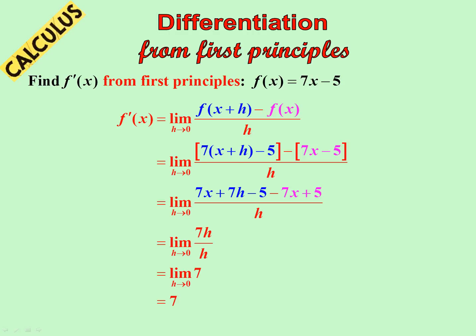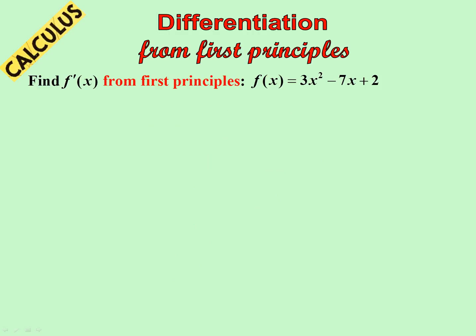There is f prime x, 7. Remember that the derivative is the gradient of the curve. Well, have a look. This is a linear function. It's a straight line function, so the gradient is always 7. Well, the derivative says so too. This one's going to have a variable gradient, so therefore the derivative must have a variable in it.